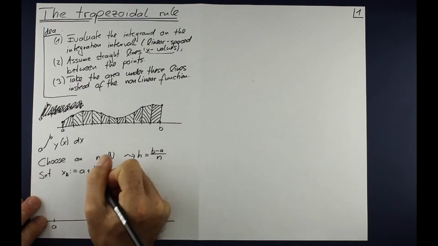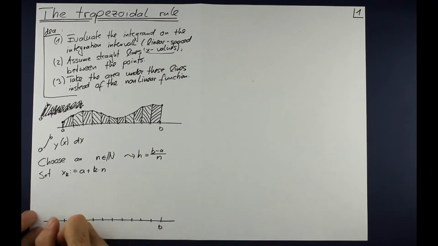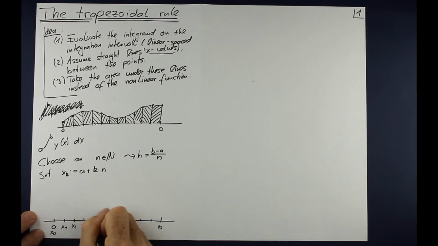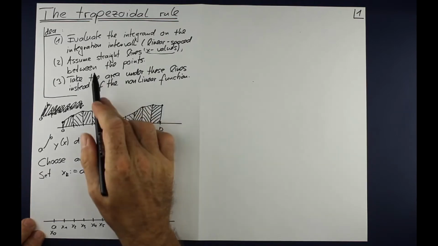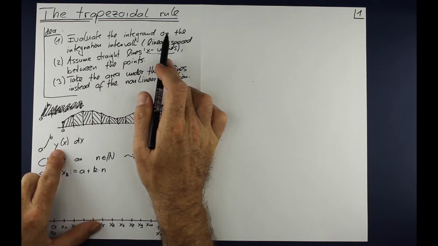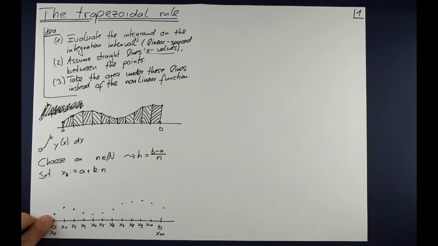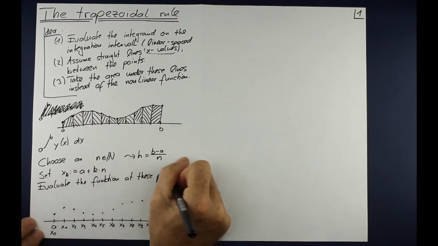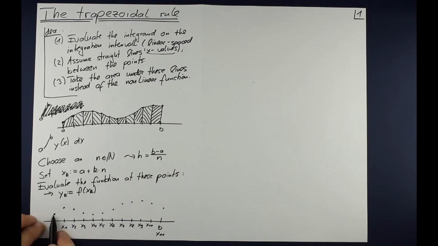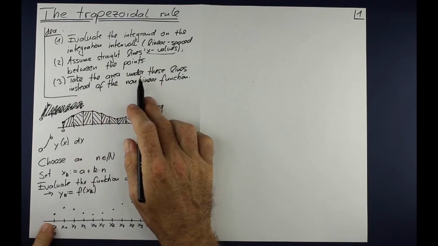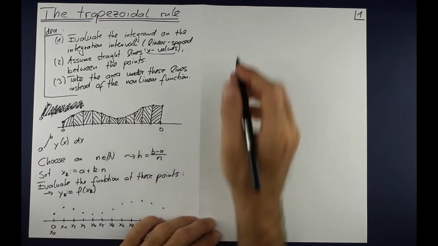And then we set this point to be x0, this point x1, x2, x3, x4. And then we have these points. Now we evaluate y of x, and then we get y values, like that. This value is the y0 value, y1 value, y2 value, y3 value, and so on. And if we assume straight lines and want to take the area under this straight line, what is the formula for the area?